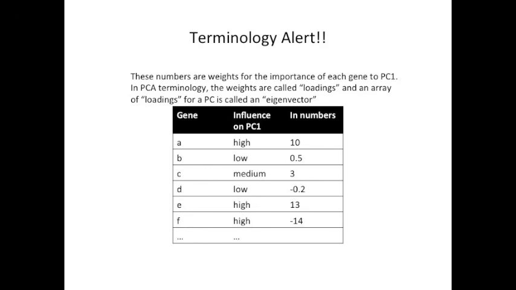Lastly, here's a terminology alert. The ways I've been describing things has been fairly intuitive, but there's actually a lot of technical jargon for principal component analysis. The numbers that describe the weights for the importance for each gene to principal component 1, I've just been calling influence, or weights. But in PCA terminology, those weights are called loadings. An array of loadings is called an eigenvector. And that's all there is to PCA.